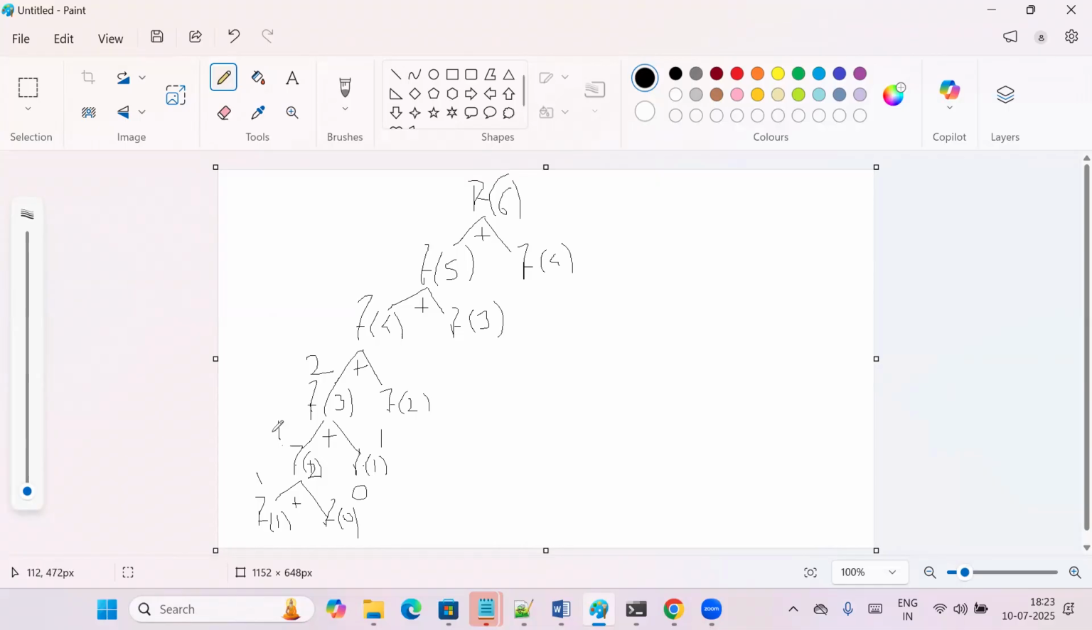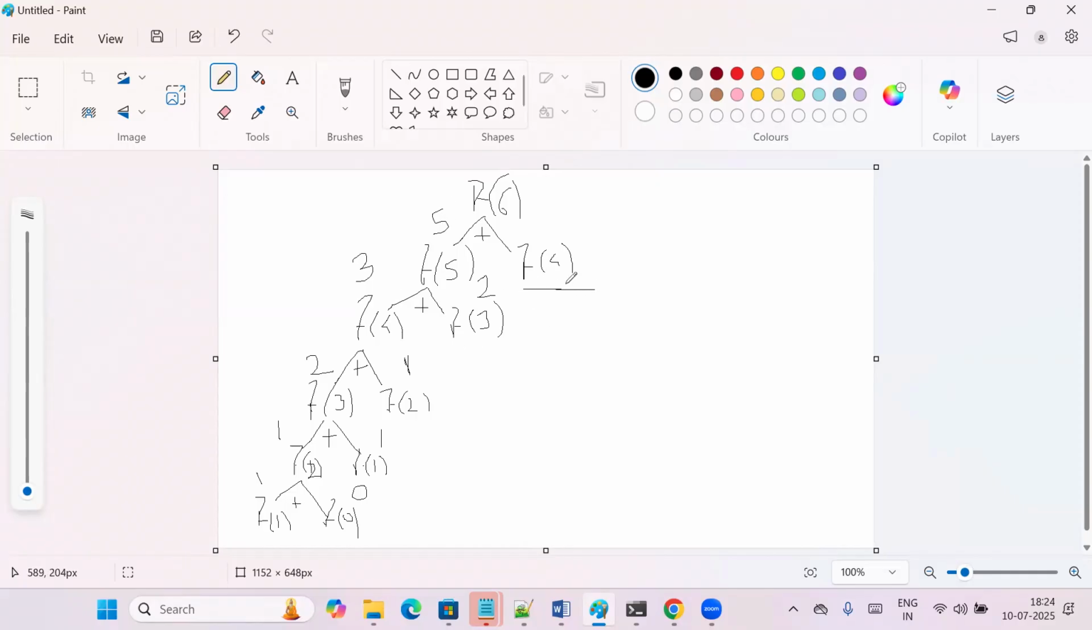F of 2 value we just calculated is 1, so I'm keeping 1 here. Now you add 2 plus 1, it becomes 3. F of 3 value we just found is 2. So again 3 plus 2 is 5. So f of 5 value you got is 5.